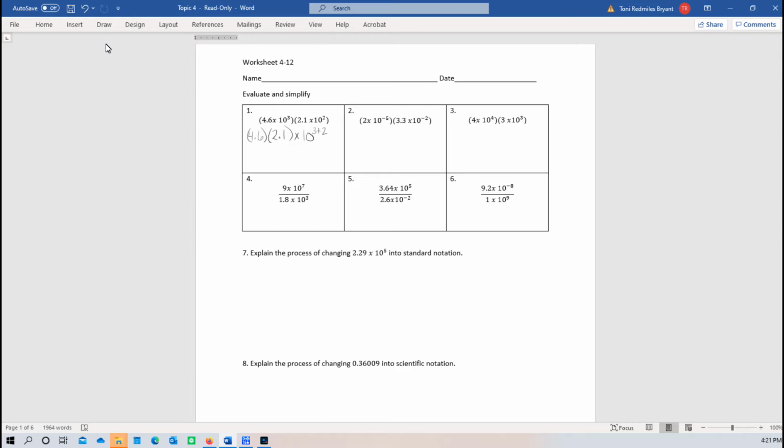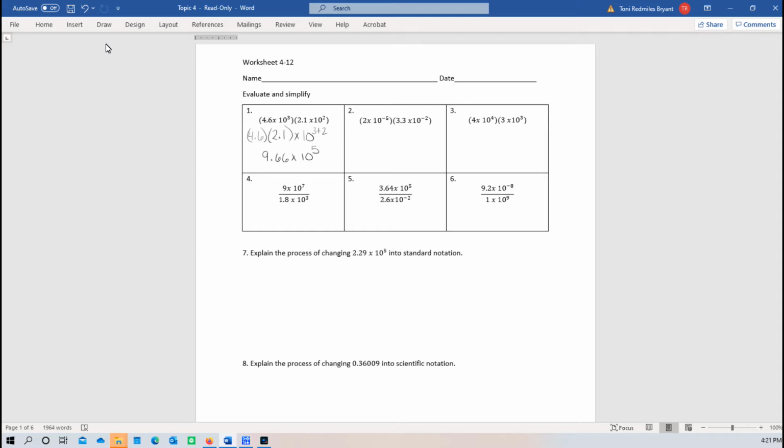All right, and I'm going to do my 4.6 times my 2.1, and this is one of those questions. These are the types of questions where I would allow a calculator, so feel free to use a calculator to do that multiplication. And that would be 9.66 times 10 to the 5th.